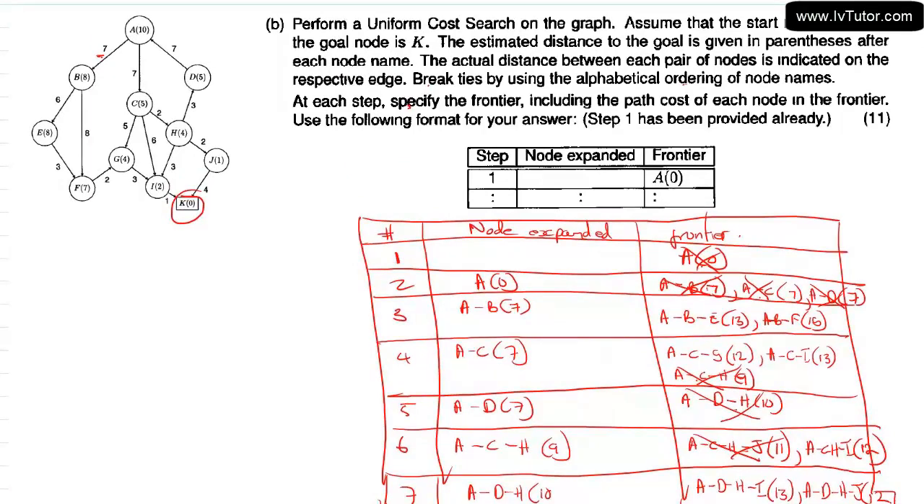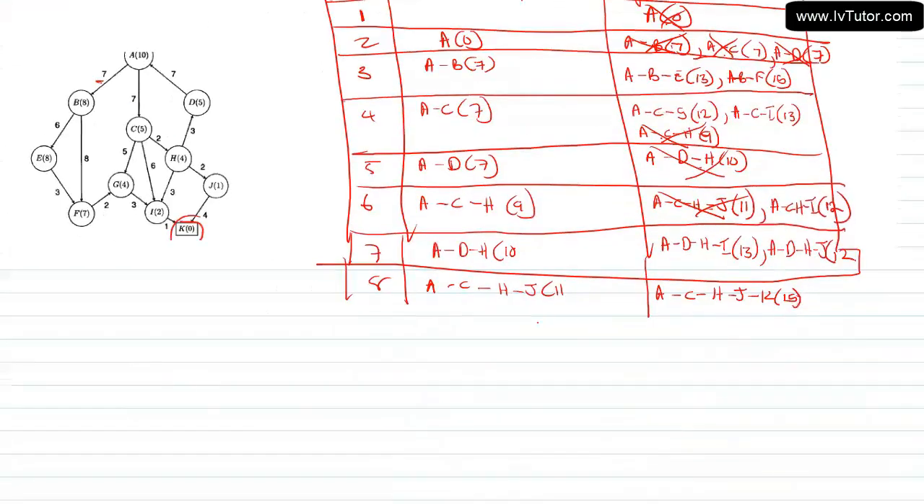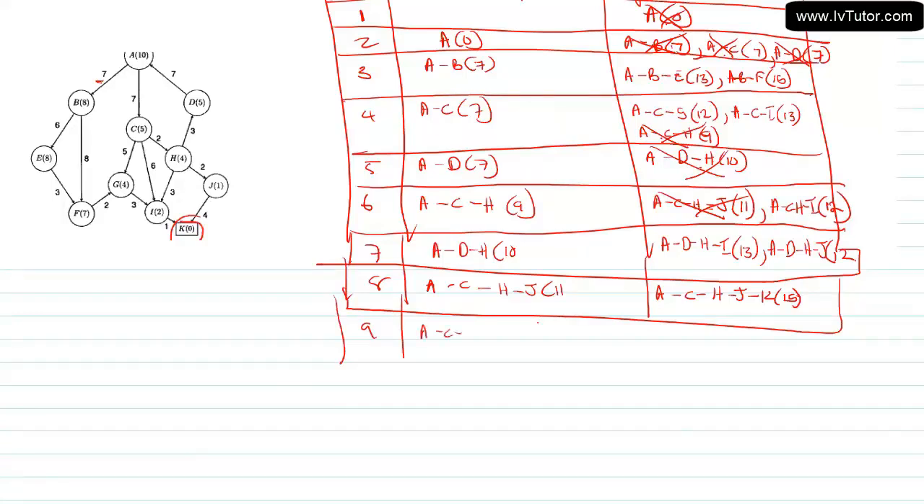Let me bring this down a bit. If we go down a bit, we're going to expand 12. So 12 is A, C, G, 12. If G is expanded, it is going to give us ACGF with 12, that will give us 14. And then it will give us ACGI, 14 plus 1 is 15. And that's all. So this 12 is done.